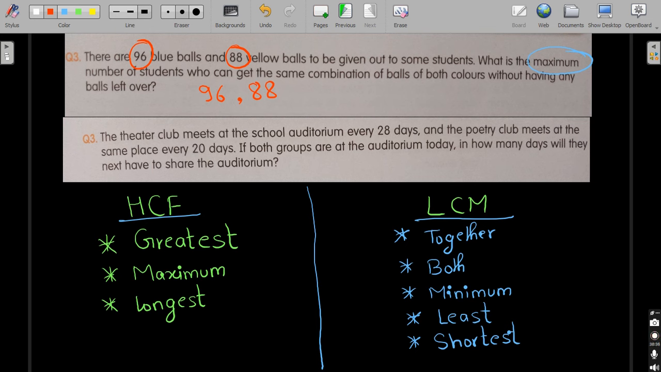Great. Now next question. The theatre club meets at the school auditorium every 28 days and the poetry club meets at the same place every 20 days.